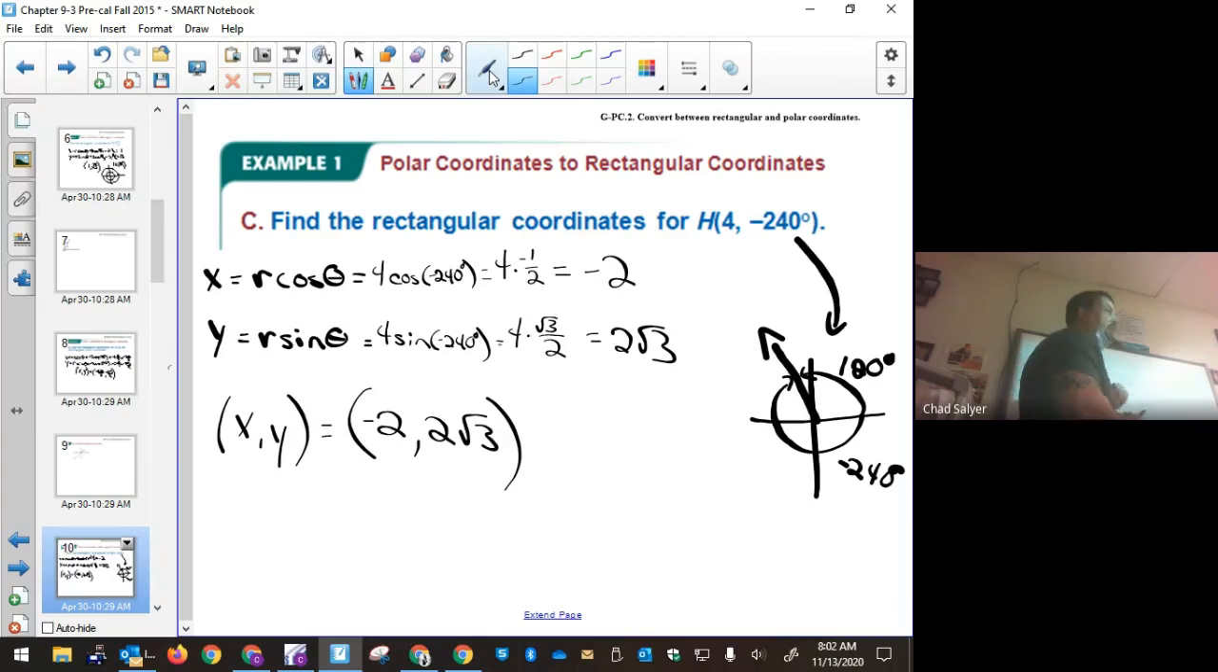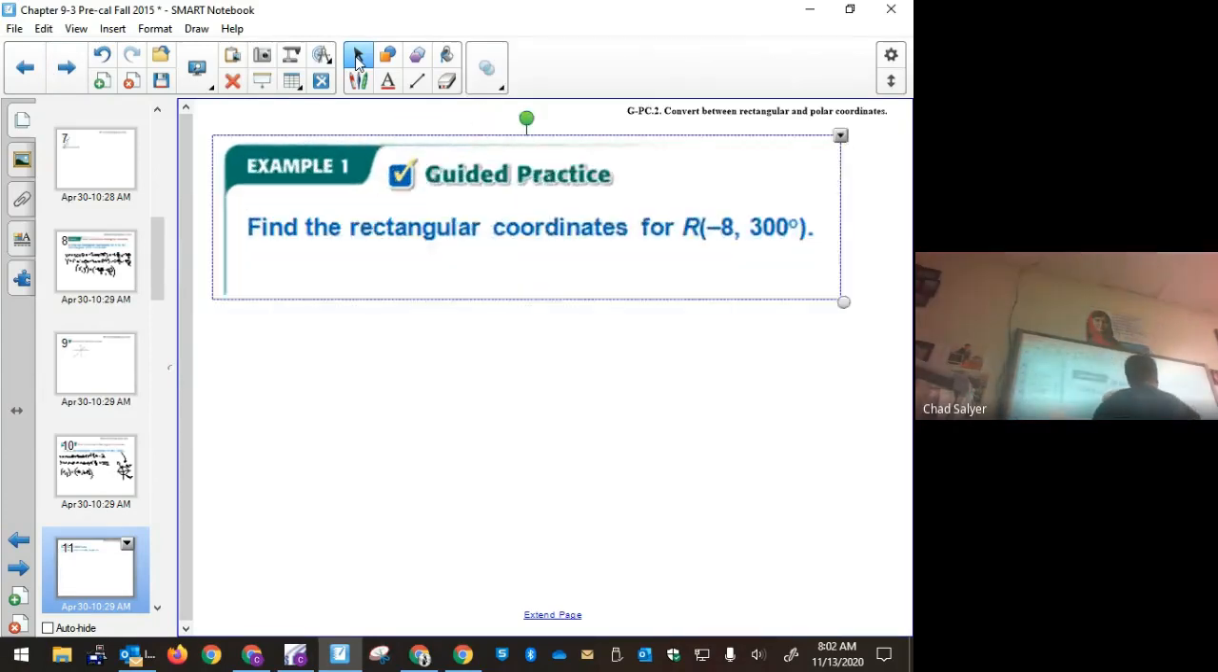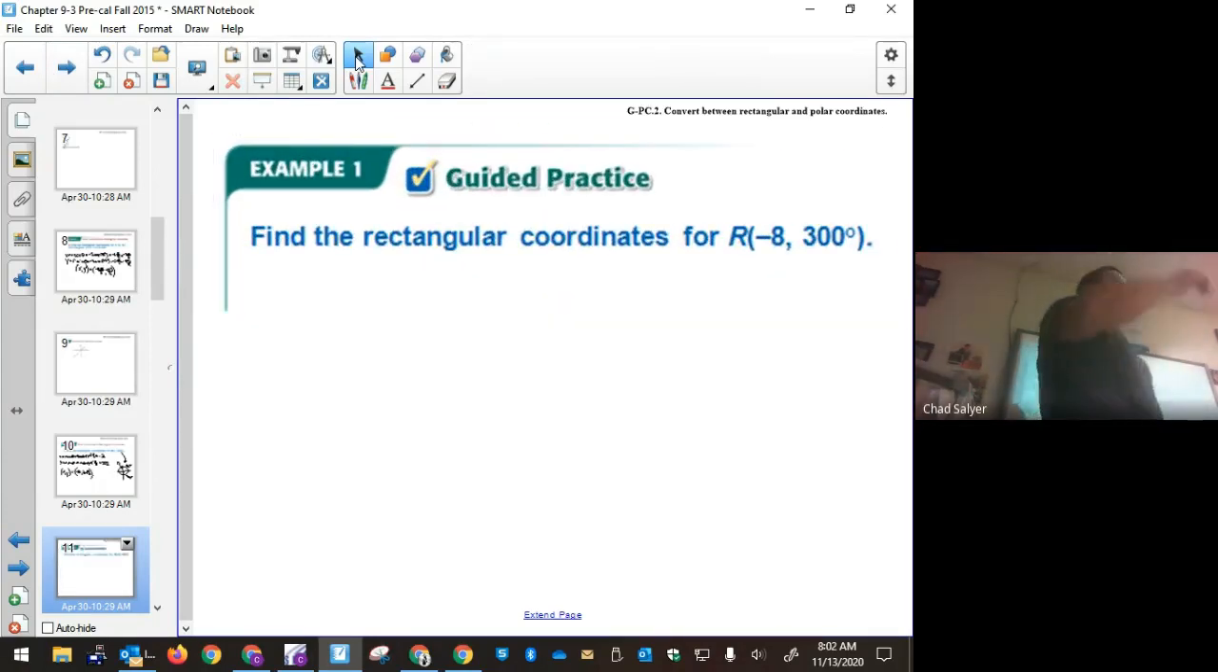Has the same radius. Okay, so here's one for you. Tell me the rectangular coordinates that correspond to negative 8, 300 degrees. Negative 8 and then 300 degrees.